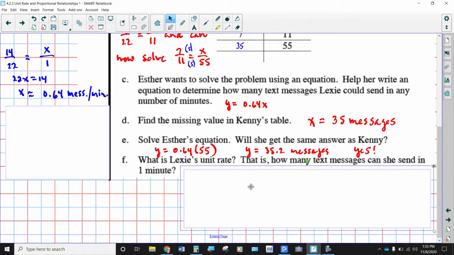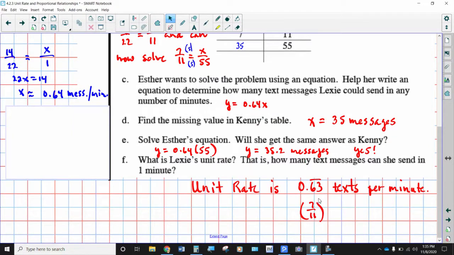So what is the unit rate? Well, we could call the unit rate 0.63 repeated text per minute, or if you want to write it in fraction form, this would actually be exact. 7/11ths of a text per minute is the unit rate for this particular situation.